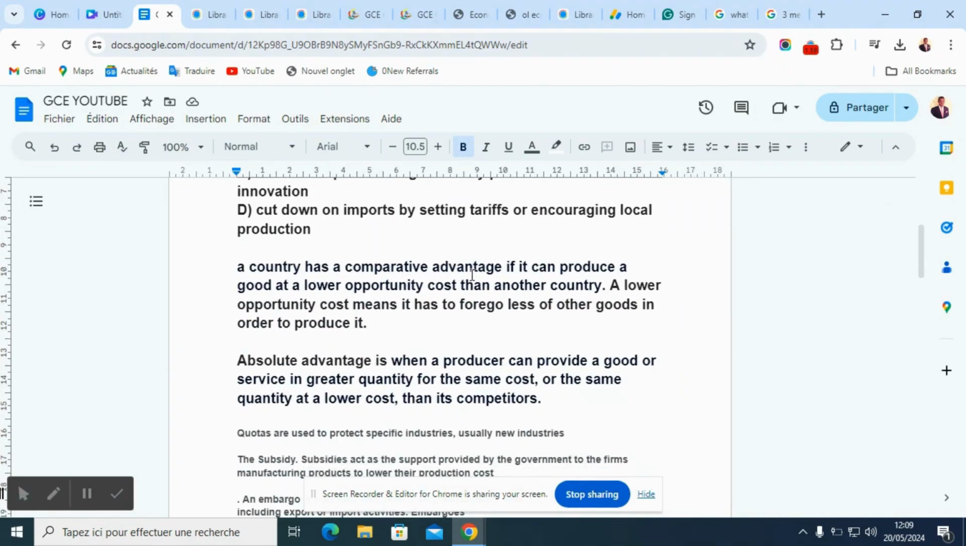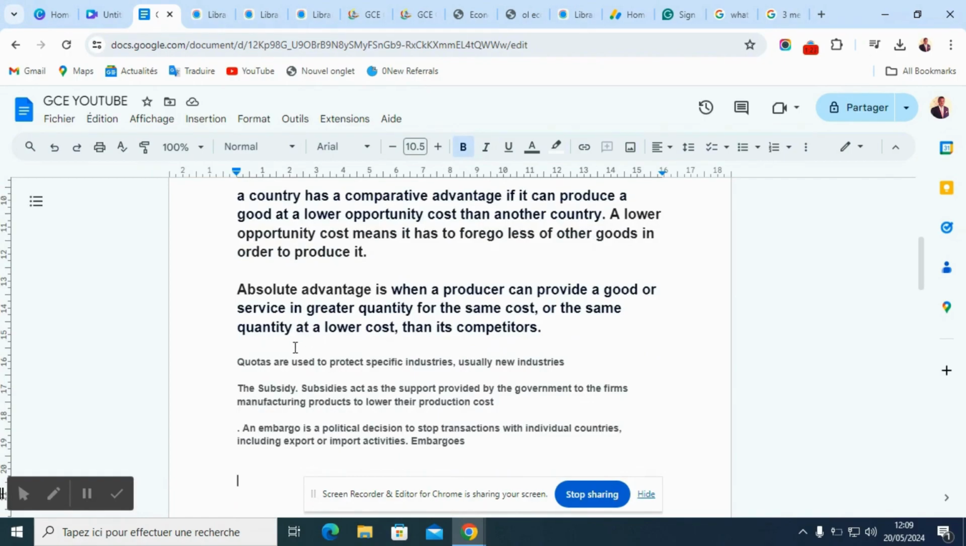Now, what is comparative cost advantage? A country has a comparative advantage if it can produce a good at a lower opportunity cost than another country. A lower opportunity cost means it has to forego less of other goods in order to produce it. Now, the second one says, let's define absolute advantage. Absolute advantage is when a producer can provide a good or service in greater quantity for the same cost, or the same quantity at a lower cost than its competitors.